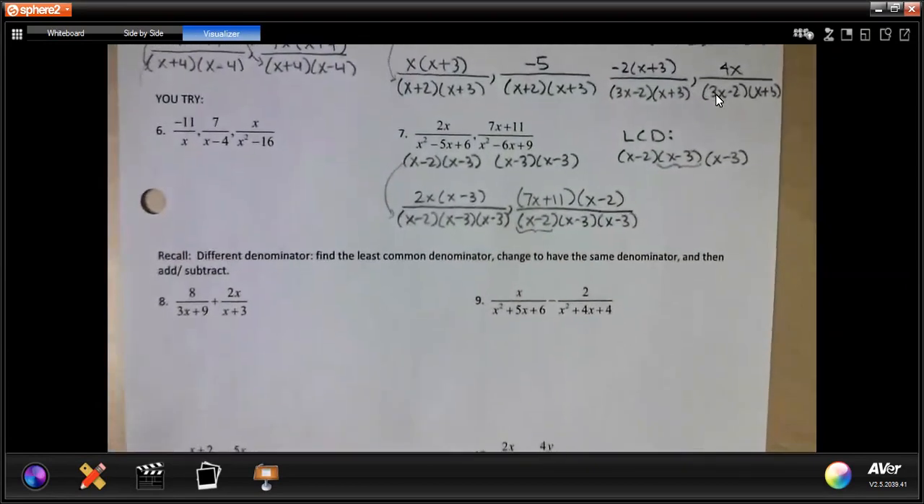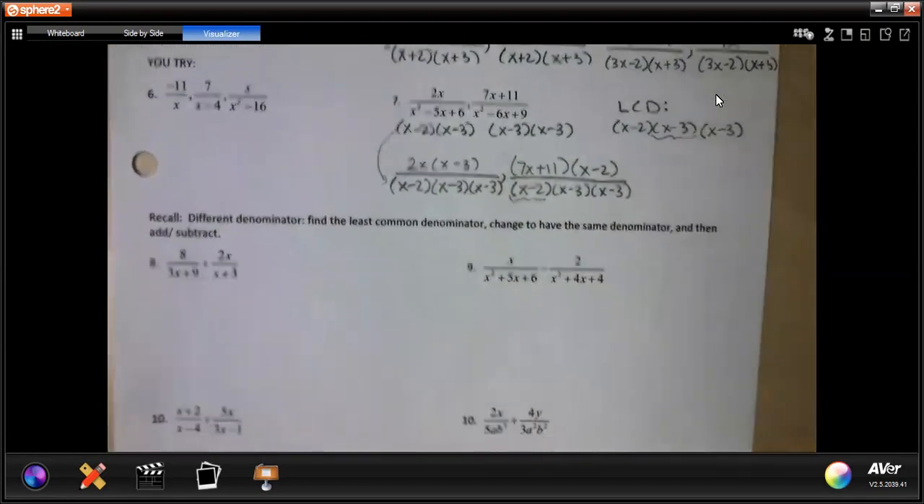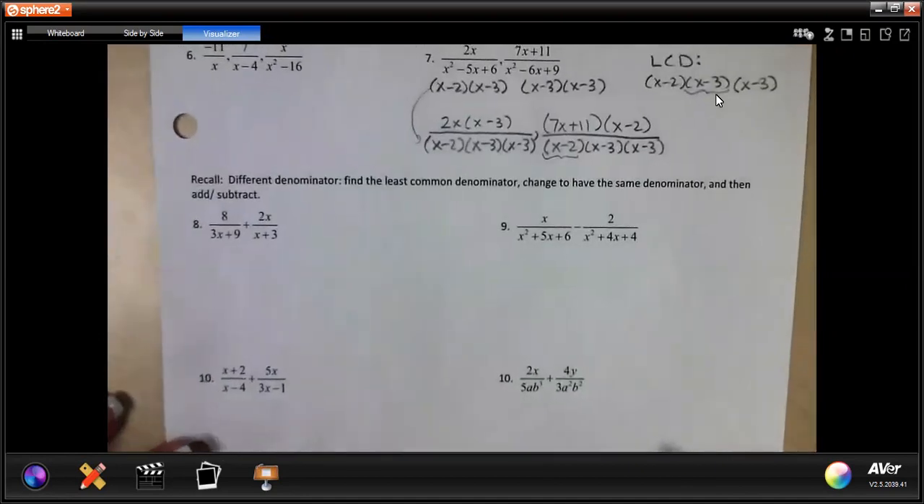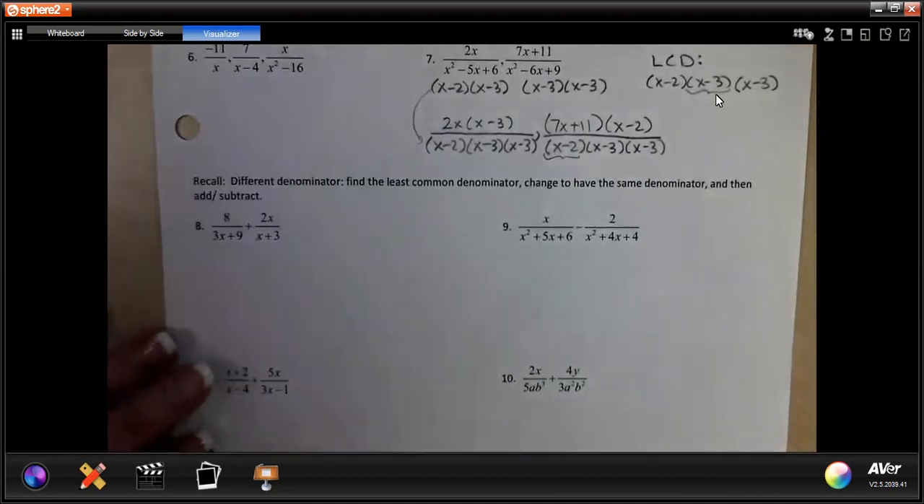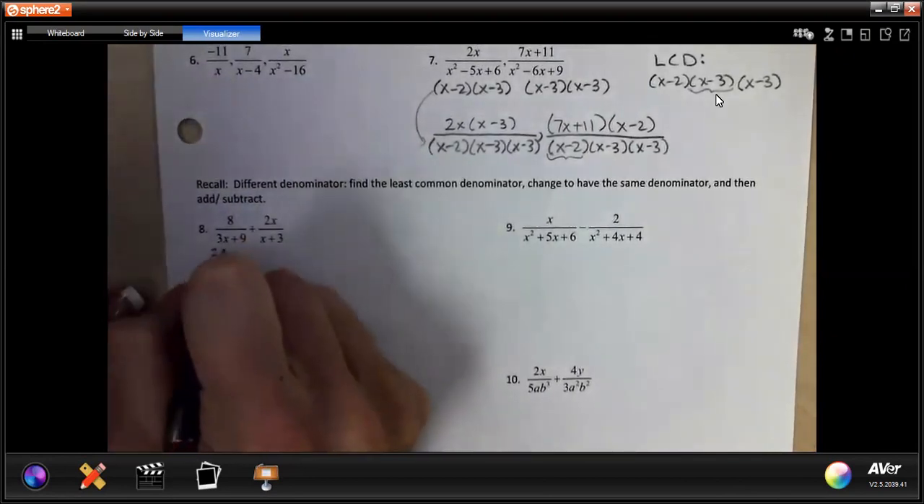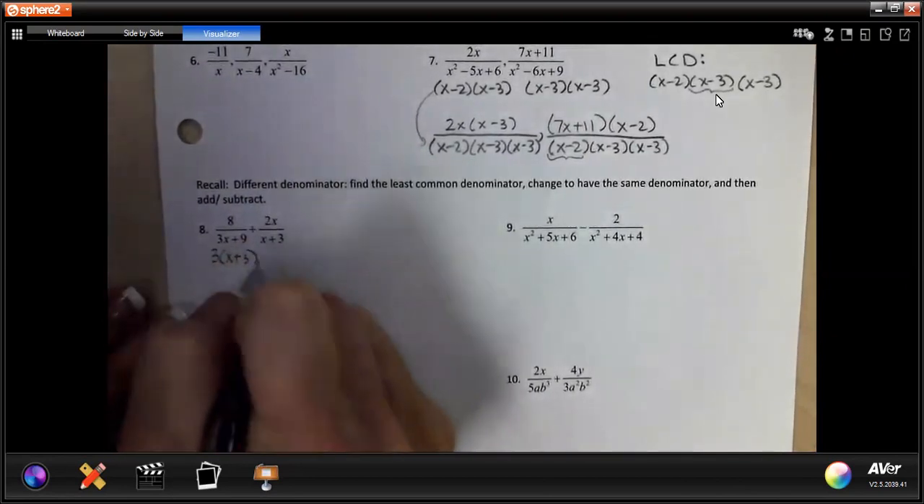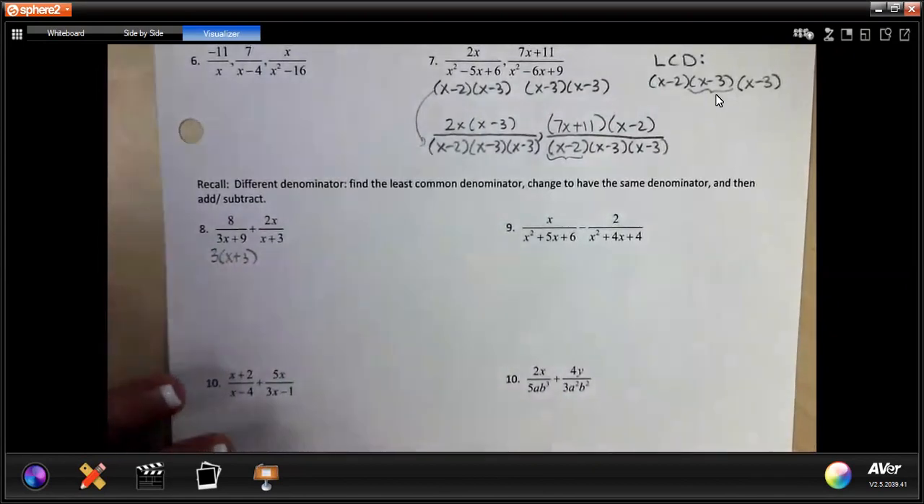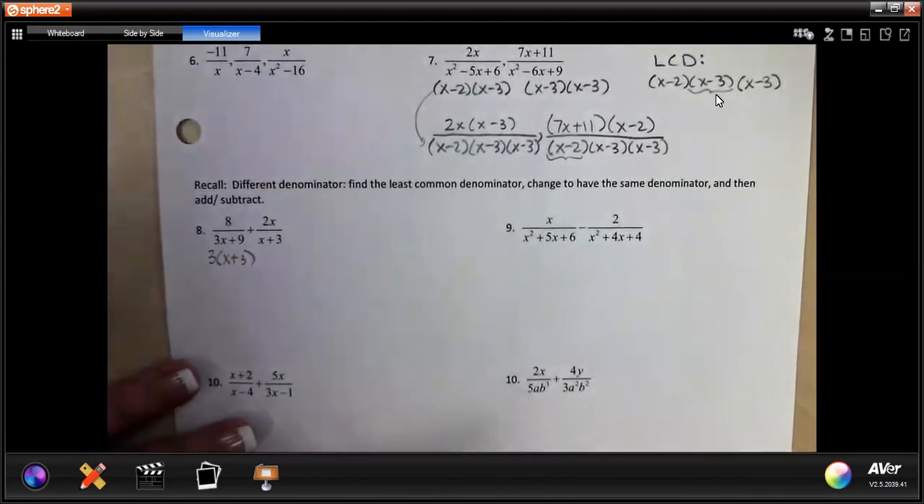All right, now we're going to actually try and add and subtract some. We'll start with some of the easier ones and then move to some that are a little bit harder. All right, for this first one here, I would factor a 3 out. You always want to factor just to make sure you have that easiest lowest common denominator.